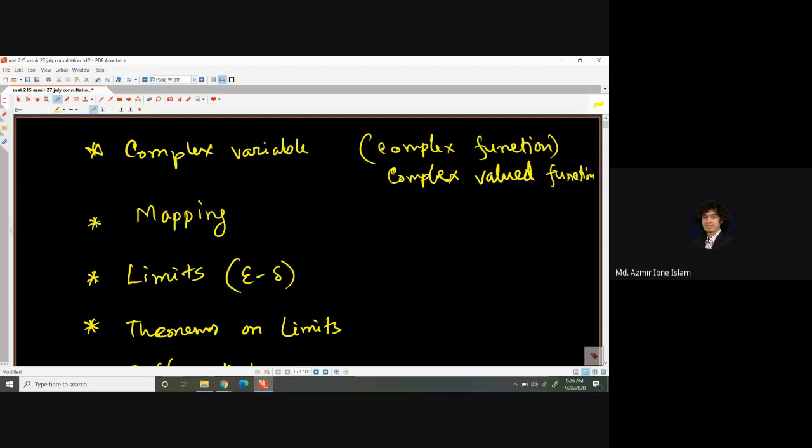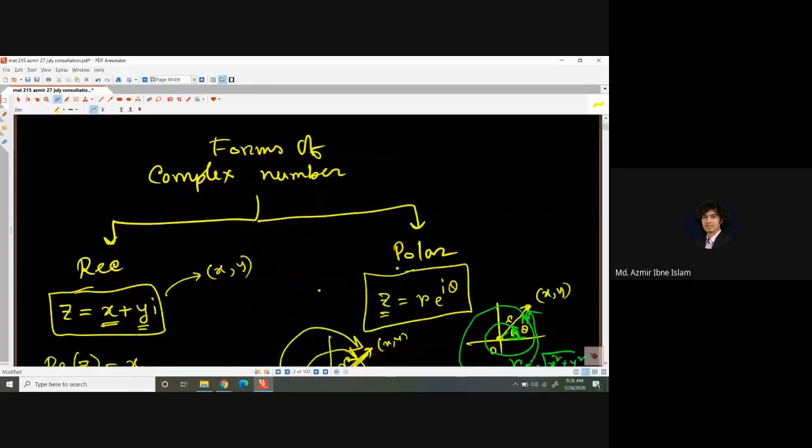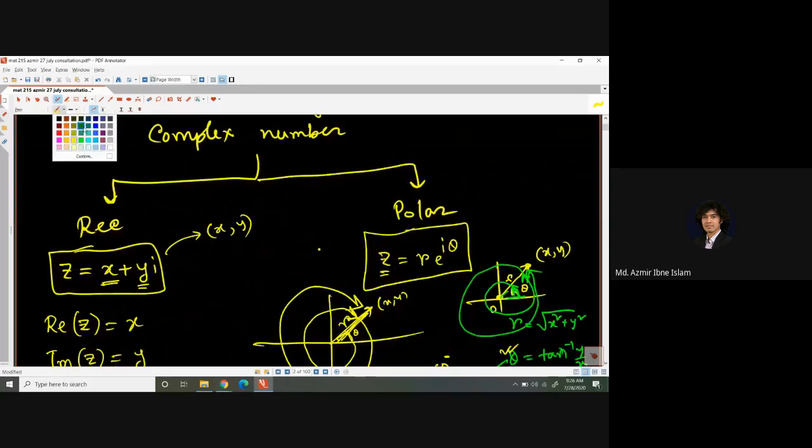That is the function where complex variable is involved. So we widely use f of z as a complex valued function, and that will give us an output that is denoted as w. Besides the form z equal to r e to the power i theta, you must know that we have another form, z equal to r cosine theta plus i sine theta.